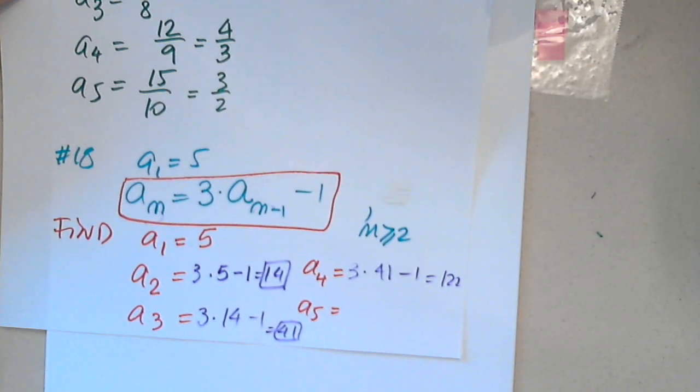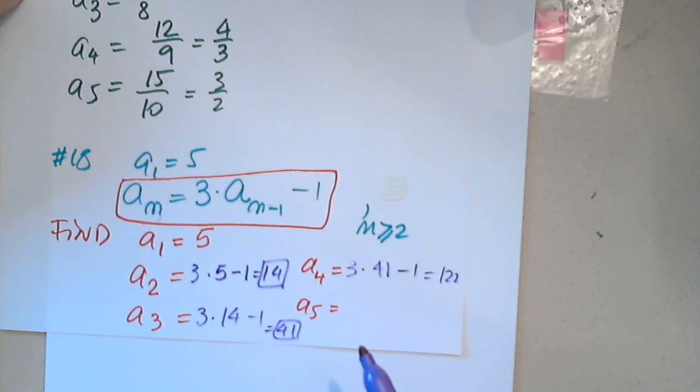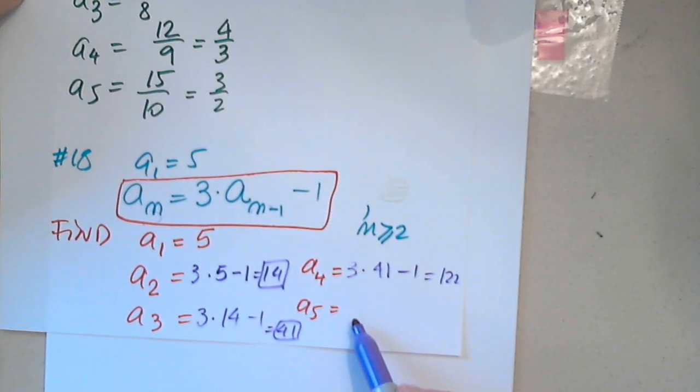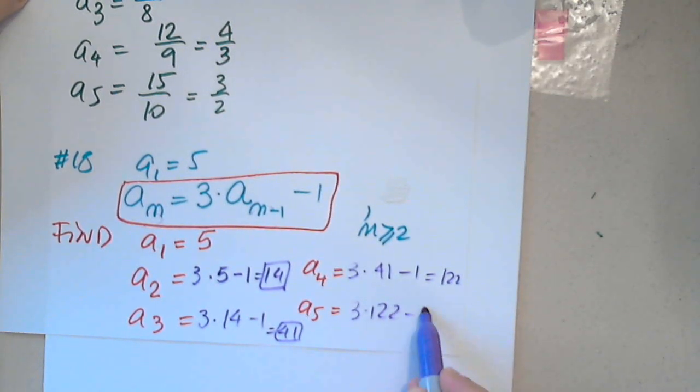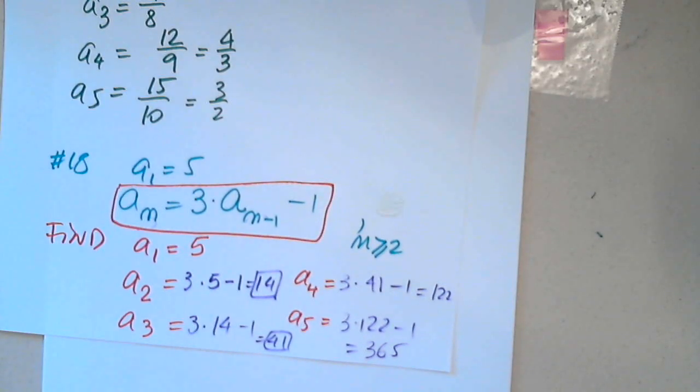Finally, I'm only asked 5 terms. I can go on forever if I want to, but they only want 5. So it'll be 3 times 122 minus 1. That's it. So this is 366 minus 1, 365. Awesome. Great job.